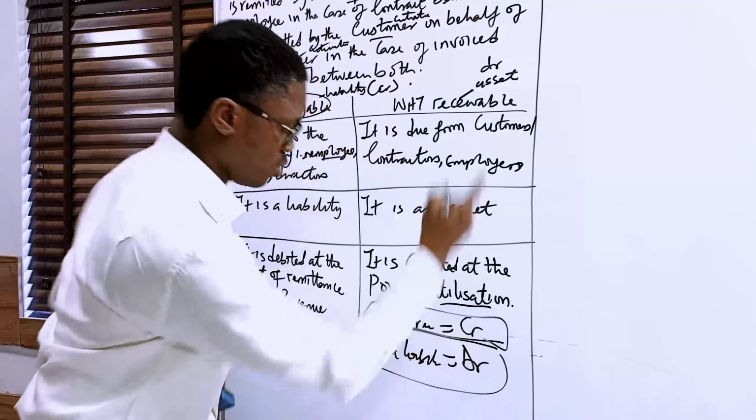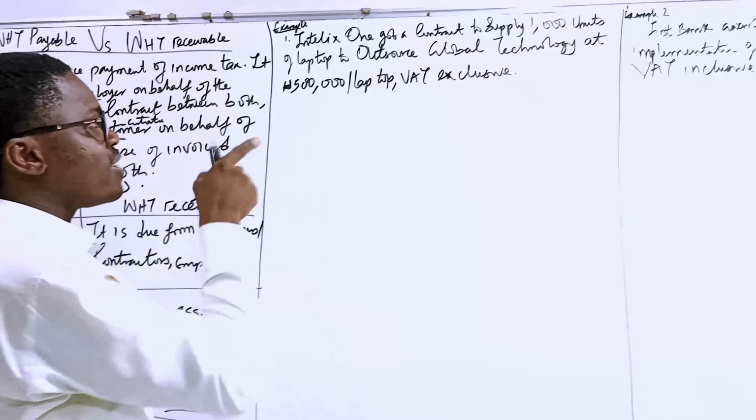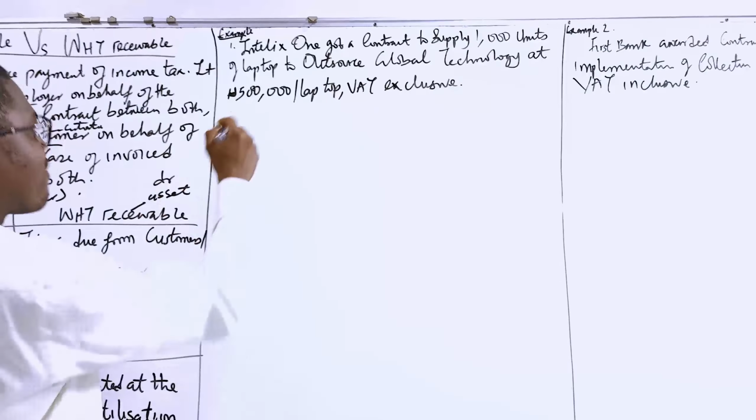We have the example here. Intelix One got a contract to supply 1,000 units of laptops to Outsource Global Technology at 500,000 naira per laptop, VAT exclusive. What does this mean? VAT exclusive here means that this 500,000 is 100%.